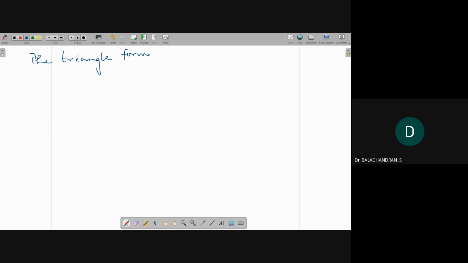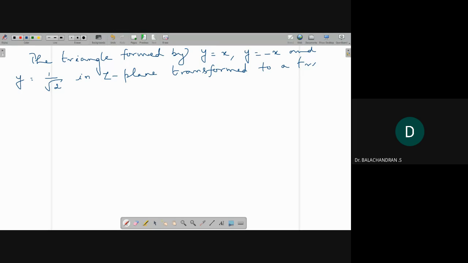So the triangle formed by y equal to x, y equal to minus x, and y equal to 1 by root 2 in Z plane can be transformed to a triangle in W plane under the transformation W is equal to e power i pi by 4 into Z.